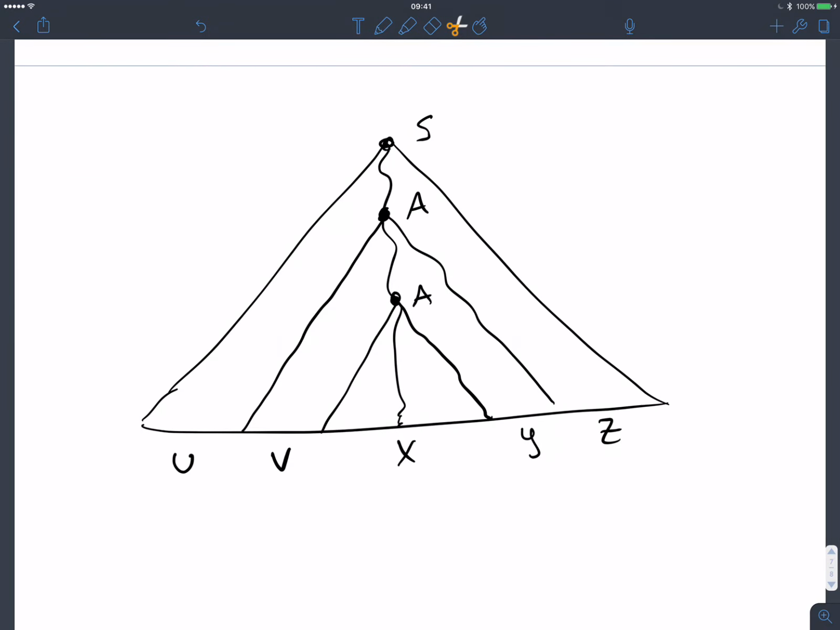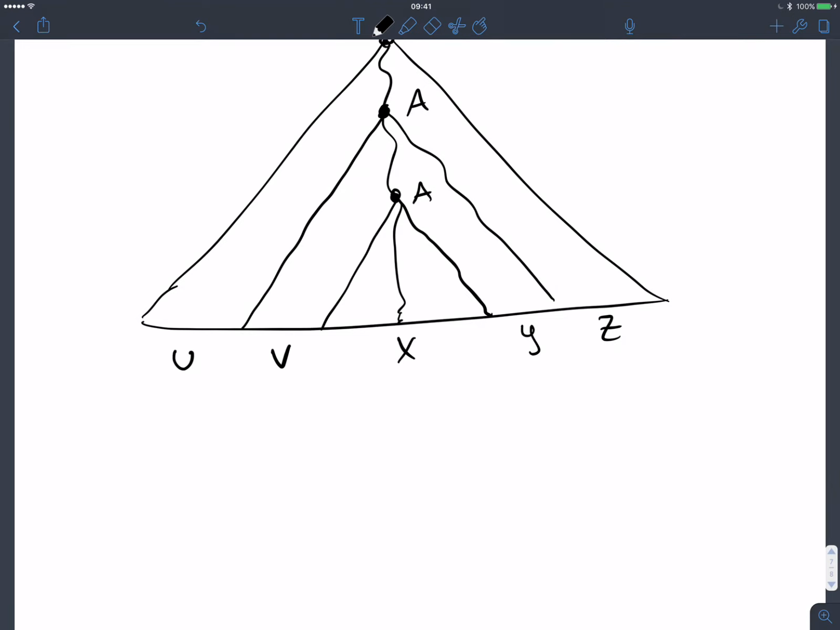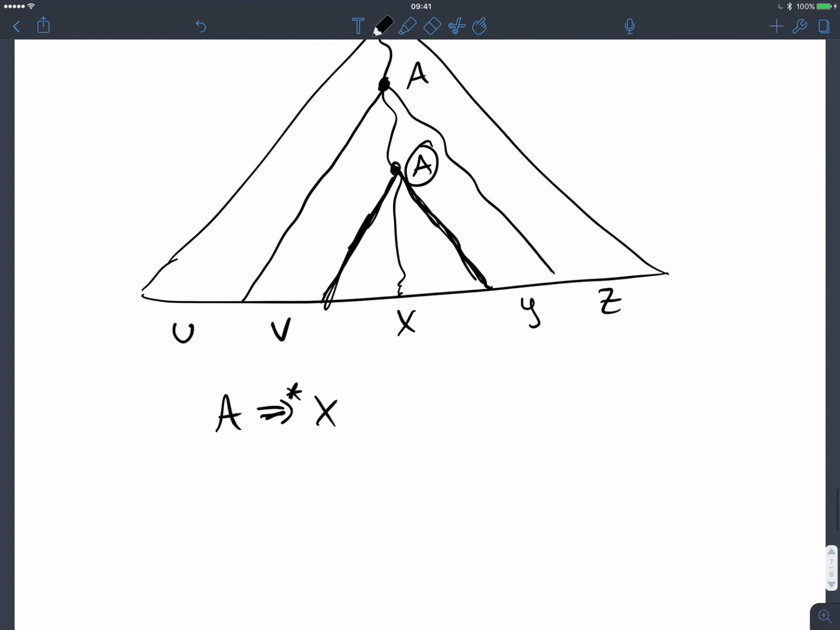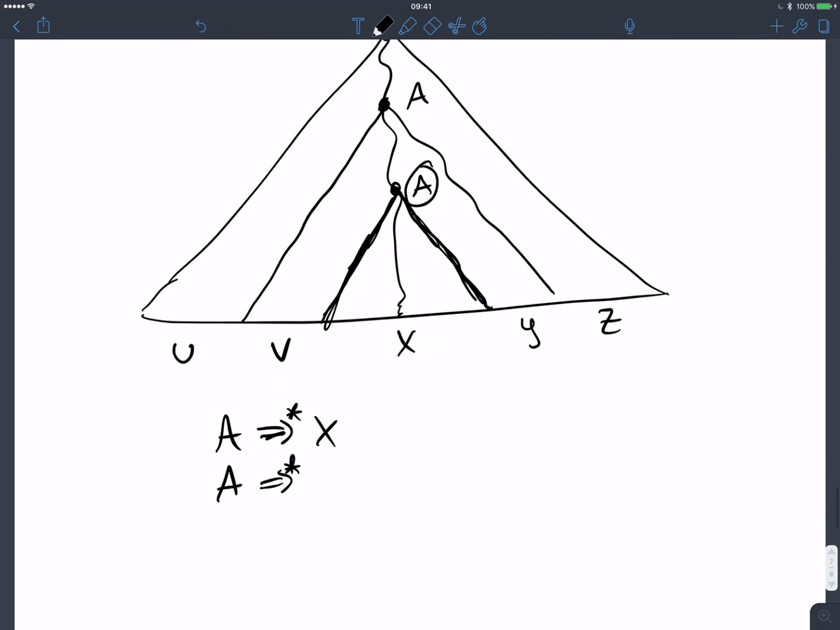Let's see. So maybe we can talk about what the strings that S can make are. Well, what could this second occurrence of A make for sure? What's one string that we know it could make? I'm not looking at that yet. What about this subparse tree? Could A make the string X? Yes. So it certainly could make X. What else could that variable A generate?